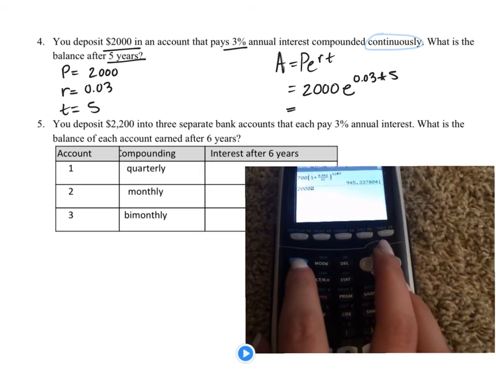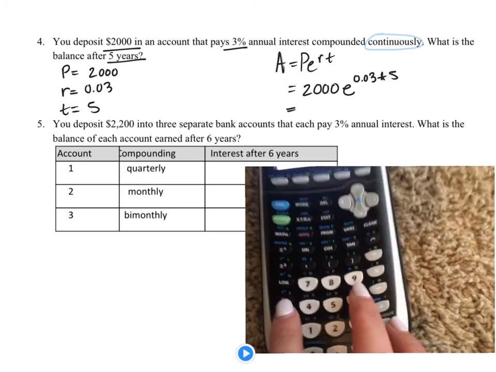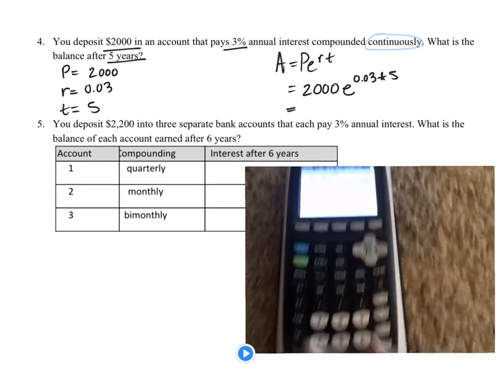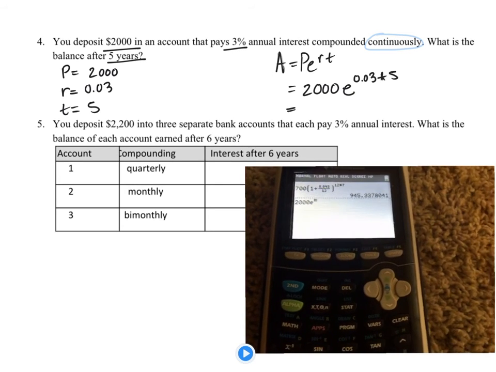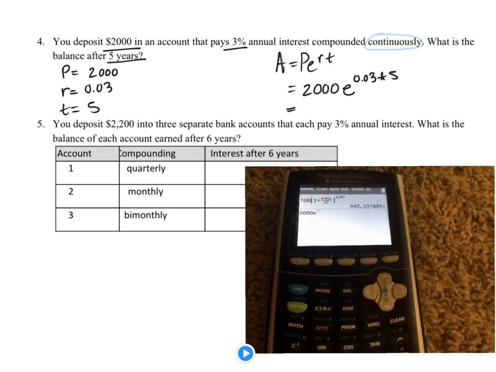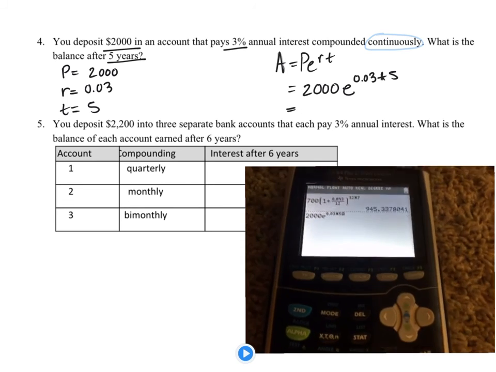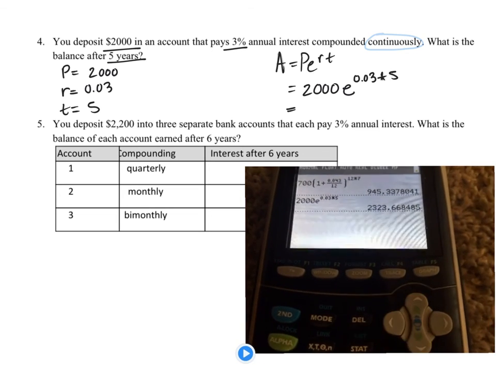button, the blue button, and go down on the left side to LN. If you look at LN, you'll notice there's an E above it. And so click the LN button and then the E shows up. Sorry, I'm letting it focus. And then you want to just type in 0.03 times 5 and hit enter. And then there's the amount of money that we're going to make.